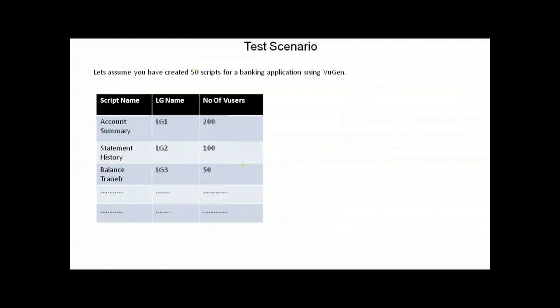Let's say there is a banking application and you have created 15 scripts, which is a possibility, which I have done in one of the projects. How many groups will you have? You will have 50 groups, minimum 50 groups. As I've said, minimum 50 groups, you can have more groups as well. Okay?